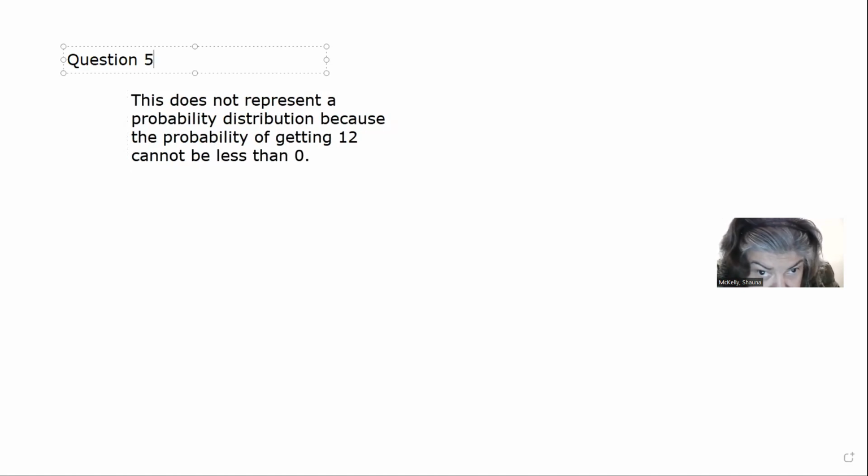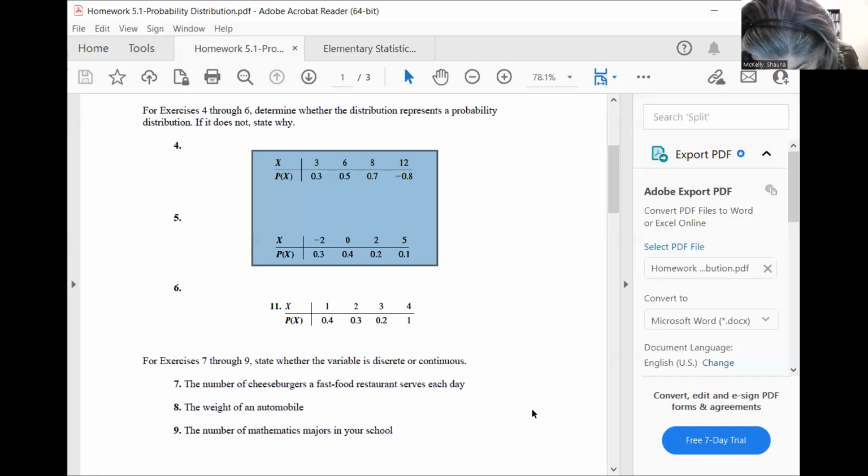Now let's look at question 5. So let me share the screen again here. Let's look at question 5. Now, we can have negative numbers at the top for X. We don't know what those represent. Maybe they're cards that you drew out of a hat. Maybe they represent the degrees below 0 in temperature. We don't know what X represents, but X's can be negative. P of X's cannot be negative.